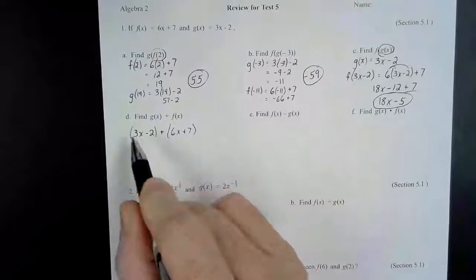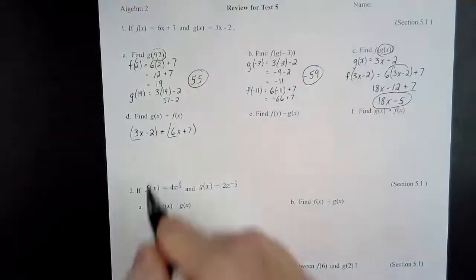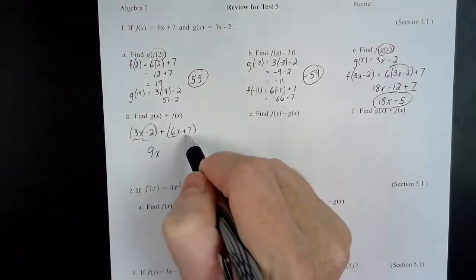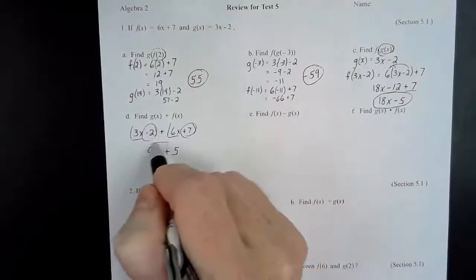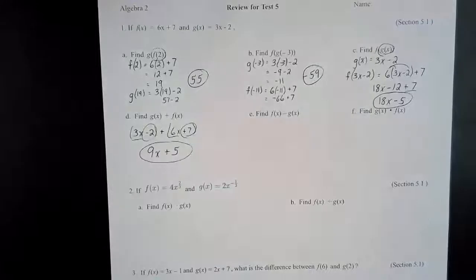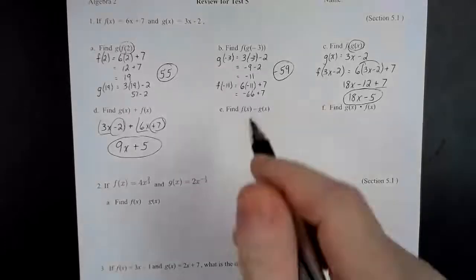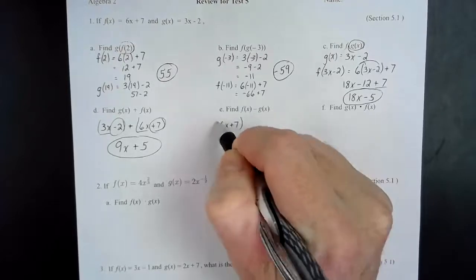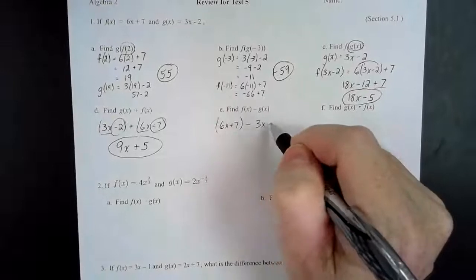When you're adding, everything can just be combined that are like terms, of course. So 3x plus 6x is 9x, and then you have negative 2 plus 7 is positive 5. So 9x plus 5 in 1 or 2 steps there. Very quick and simple. Now we're at subtraction, so I'll show you what I mean. F of x was 6x plus 7. I'm subtracting g of x, 3x minus 2.